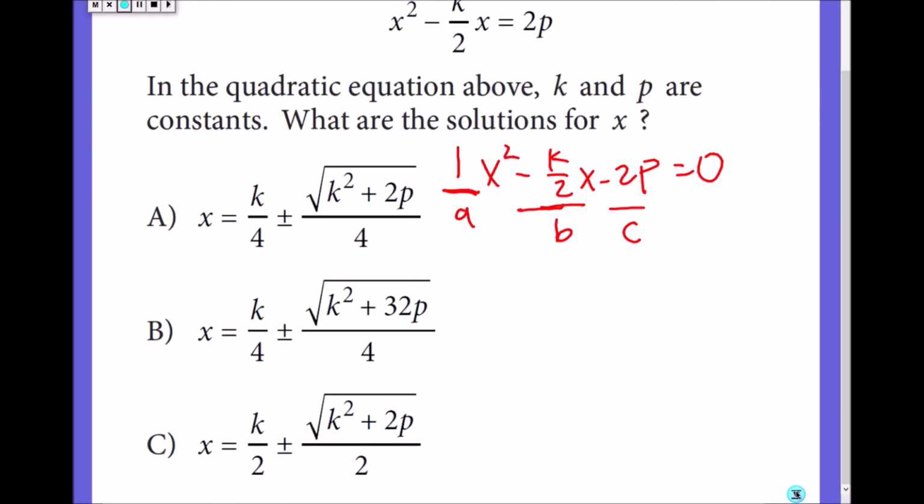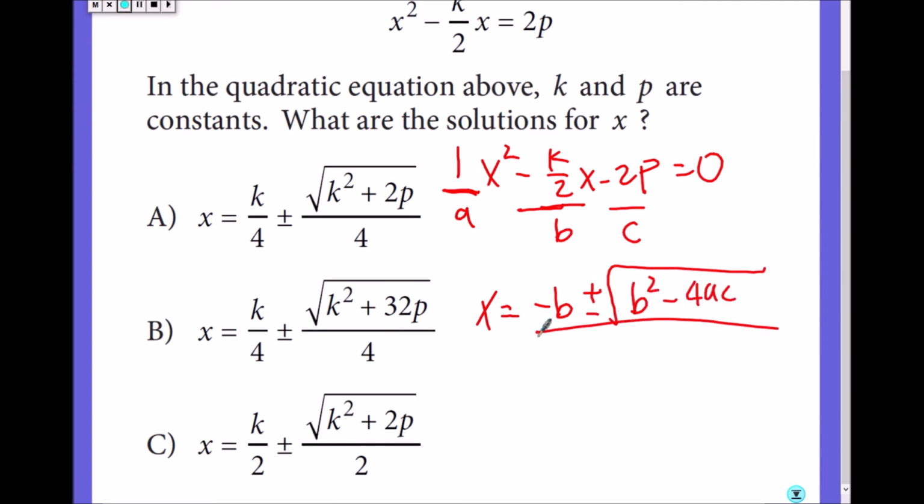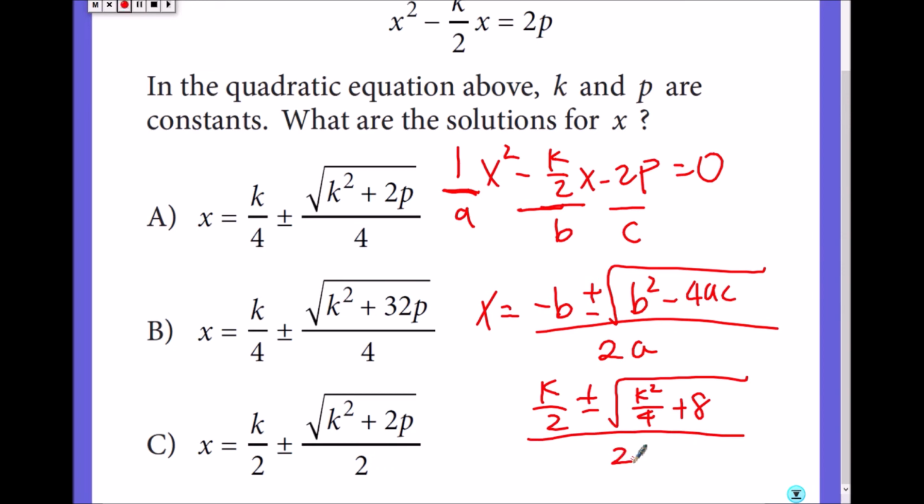So what's the quadratic formula? It's x equals negative b plus or minus the square root of b squared minus 4ac, divided by 2a, right? So negative b will be negative k over 2, of negative, will be just k over 2, plus or minus the square root of b squared, negative squared is positive, k squared over 4, minus 4 times a, 1, c, negative 2. So it's minus negative 8, which is plus 8. Divide by 2a, 2 times 1 is 2.